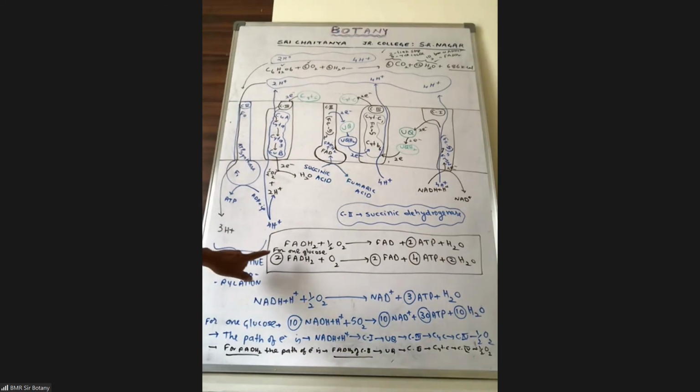For 1 glucose through FADH2, we get 4 ATPs. For 1 glucose through NADH, we get 30 ATPs. So for 1 glucose by the electron transport system linked oxidative phosphorylation, we get 34 ATPs.